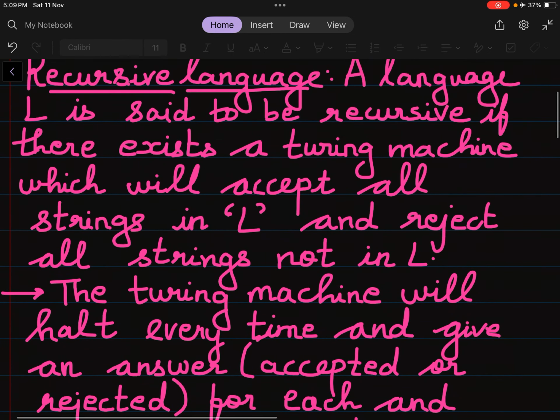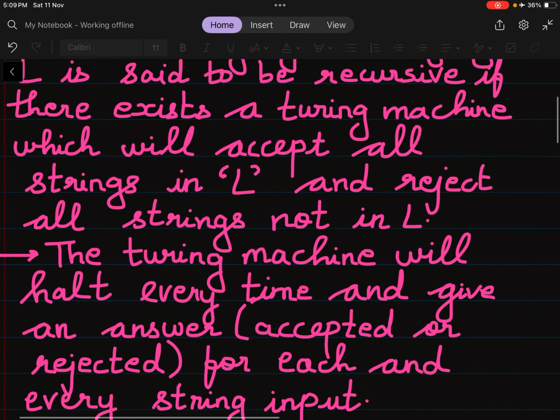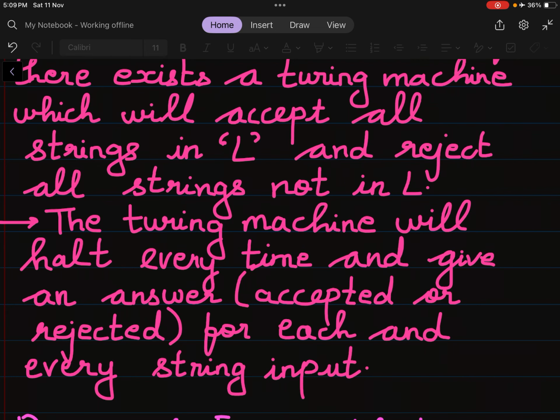So recursive language. A language L is said to be recursive if there exists a Turing machine which will accept all strings in the language and reject all strings which are not a part of the language. So a recursive language is a language which will accept all the strings which are a part of that language and it will reject the strings which are not a part of that language. So the Turing machine will halt every time and give an answer, accepted or rejected, for each and every string input. So whenever you put a string input in, the Turing machine will say whether that string is accepted or rejected.